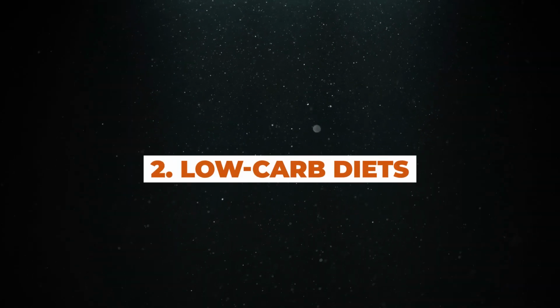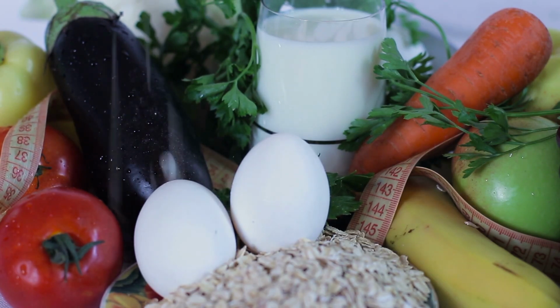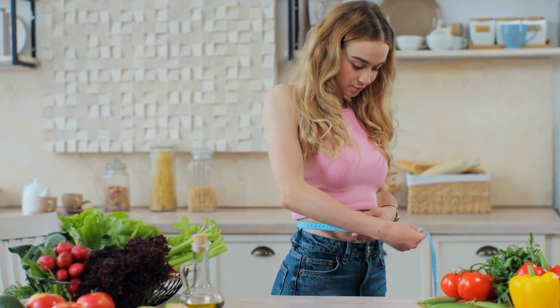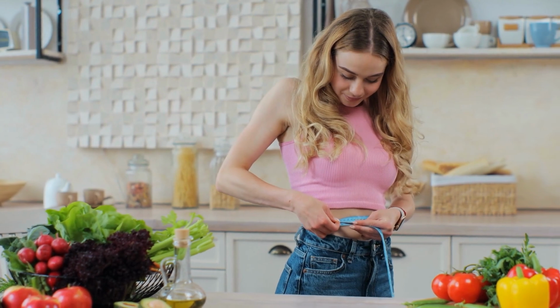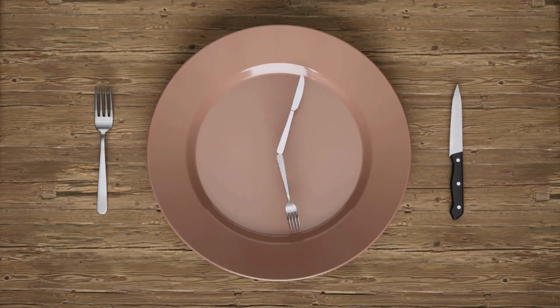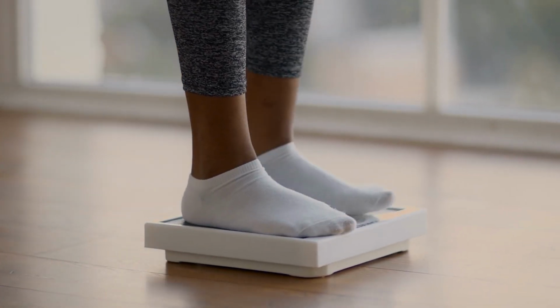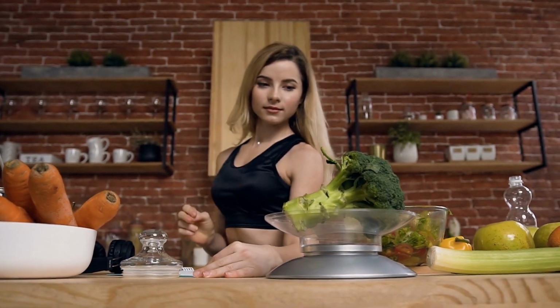2. Low-carb diets. Diets like the Atkins or ketogenic diet focus on reducing carbohydrate intake. Research suggests they can be effective for weight loss, particularly in the short term, but long-term sustainability and health impacts vary. 3. Intermittent fasting. This eating pattern involves cycling between periods of eating and fasting. Studies indicate it can aid in weight loss and improve metabolic health. However, ensuring you're still getting adequate nutrients during eating periods is essential.